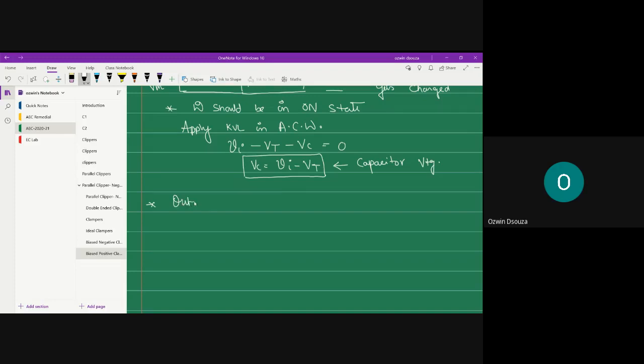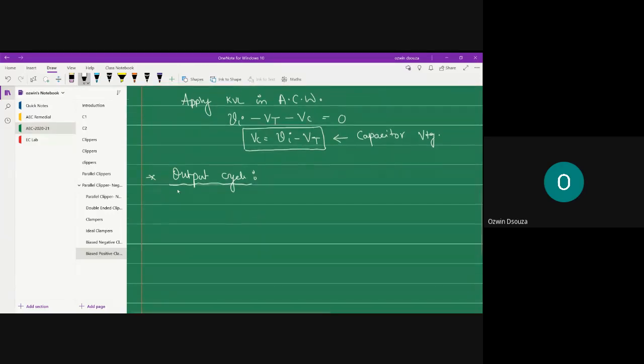Next you can write the output cycle. You know the usual procedure to find out the output. In order to find a cycle of output, what you consider is a positive half cycle of the input and a negative half cycle of the input. So first let me consider the positive half cycle of the input. Quickly let me draw this circuit.